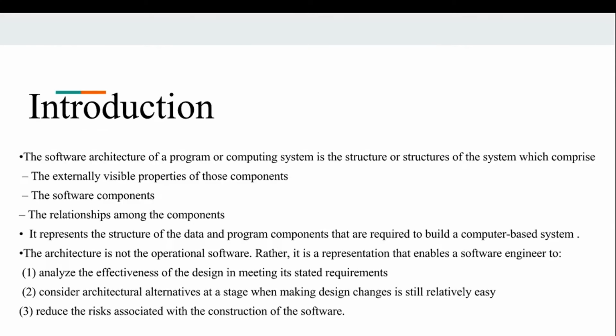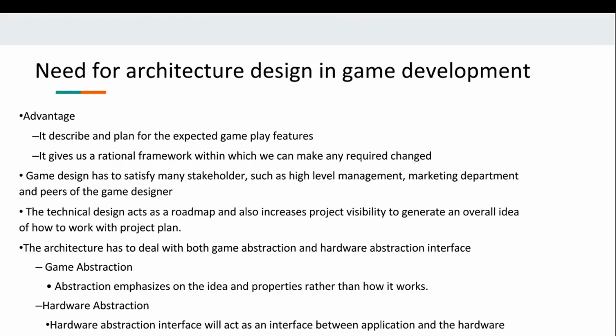Software architecture of a program is an early stage of the system design process. It represents the link between specification and design processes. It is often carried out in parallel with some specification activities, and it involves identifying the major components and their communications. Advantages of software design is that it describes and plans for the expected gameplay features. It gives us a rational framework within which we can make any required change.